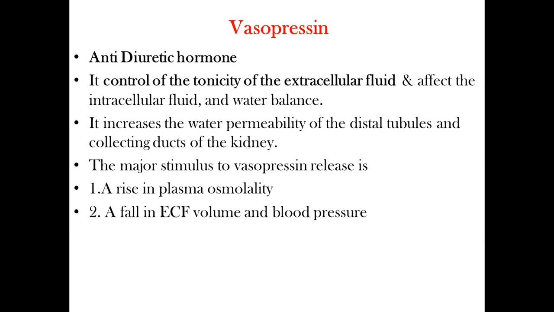Vasopressin, or the antidiuretic hormone, acts as a regulator of renal free water excretion, so it is very important in the control of water balance and the tonicity of the extracellular fluid, and indirectly it will affect the intracellular fluid. Vasopressin receptors are found in the kidney. They are concentrated mainly in the renal collecting tubule and in the loop of Henle, mainly in the ascending limb. The major stimulus to vasopressin release is an increase in the plasma osmolality.